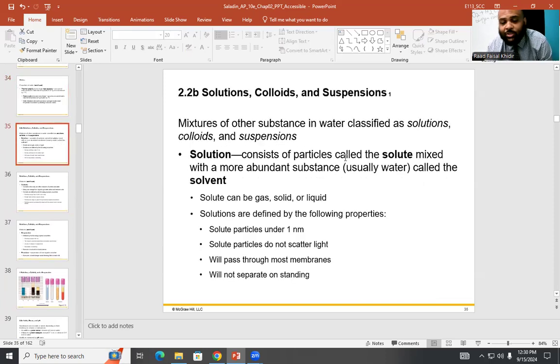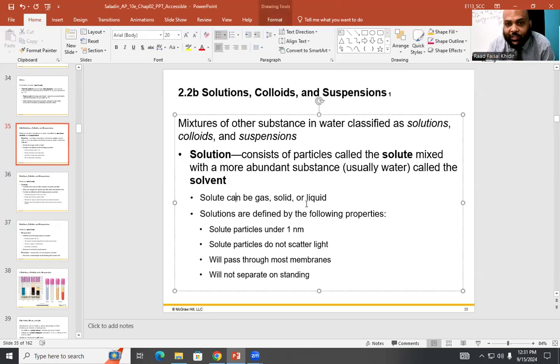A solution consists of particles called solutes. They are mixed with a more abundant substance, usually water, which is called a solvent. So the solvent is the one who is dissolving the solute. If you put salt in water, that makes water the solvent and salt the solute. So the solute is the one who's dissolving.